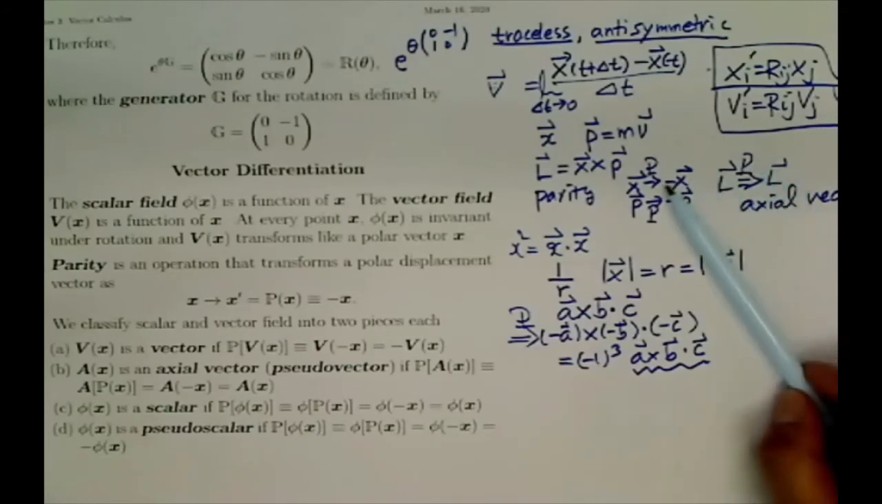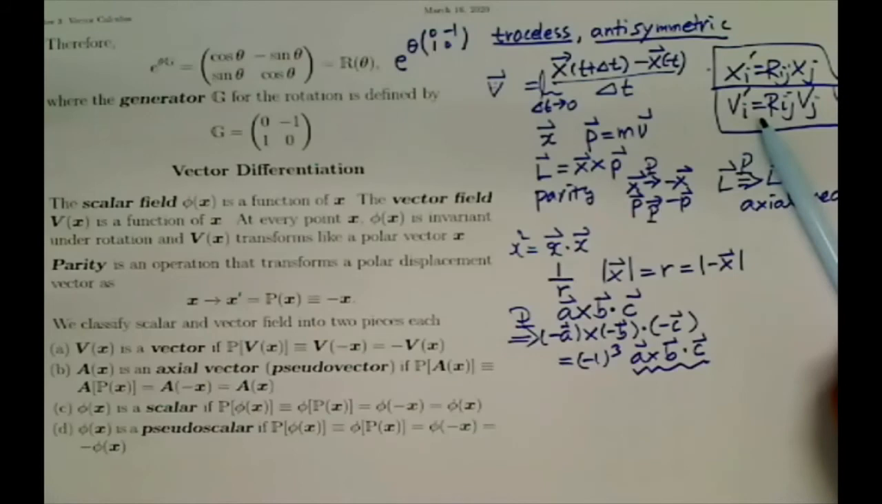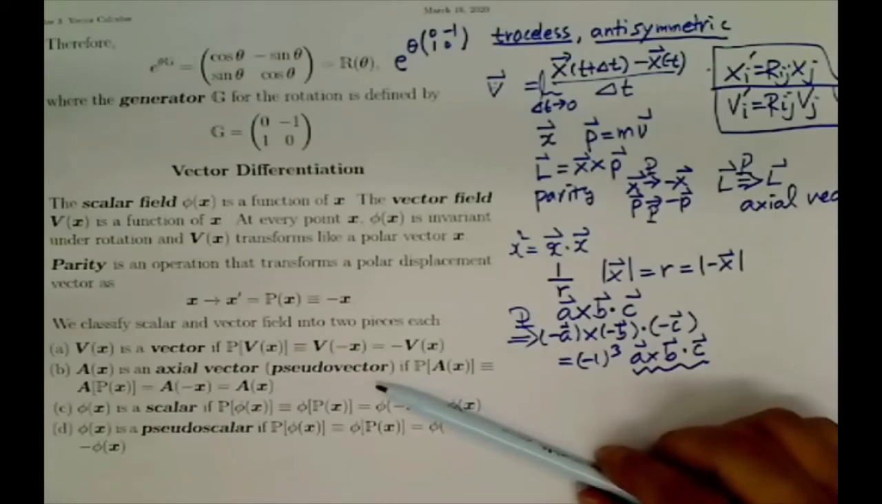So orbital angular momentum follows the same rotational rule. However, its parity structure is opposite. Therefore, L is not a vector, but an axial vector.